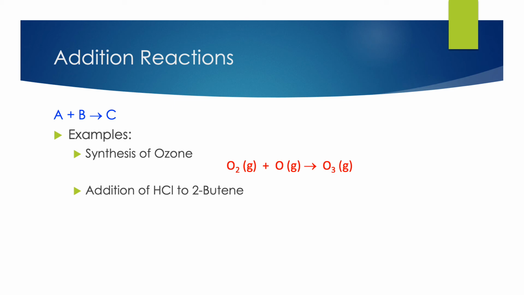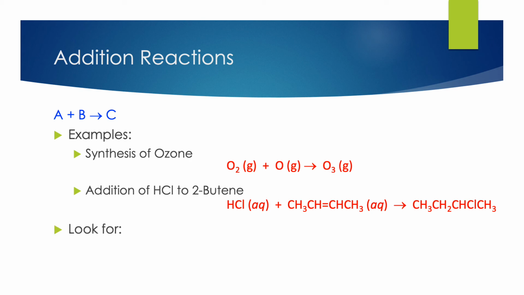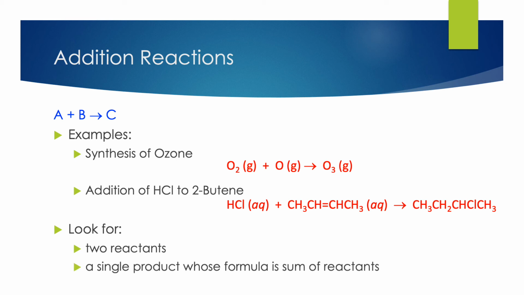Another possibility is we have hydrochloric acid reacting with 2-butene. And it's a reaction that looks something like this, where basically the two molecules come together to form a larger molecule, which is 2-chlorobutane, but it's essentially just an addition of those two molecules with one another, and you can verify that the product is the sum of the formulas for the two reactants. So when you look for these reactions, you're going to look for a reaction that has two reactants, but only a single product, and that single product has a formula which is the sum of the reactants.